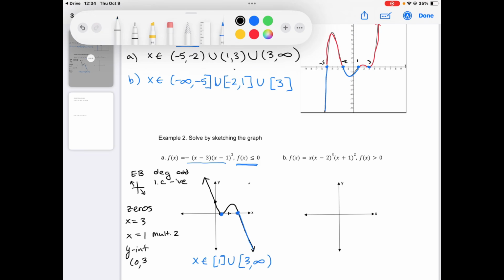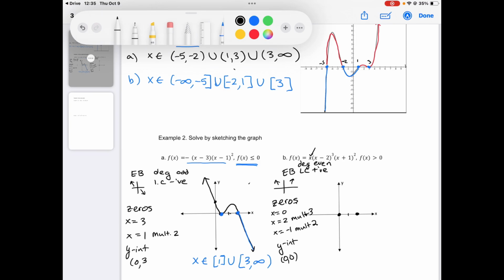So for my end behaviors, I see that my leading coefficient is positive, and I can see that my degree is 1 plus 3 is 4, 4 plus 2 is 6, so that is even. So then I know that my end behaviors are going to look like this. My zeros are x equals 0, x equals 2 with a multiplicity of 3, x equals minus 1 with a multiplicity of 2. And then I'm going to find my y-intercept just to help me sketch the graph. When x is equal to 0, y is equal to 0 because of this extra factor right out here. So there's my x and y-intercept.